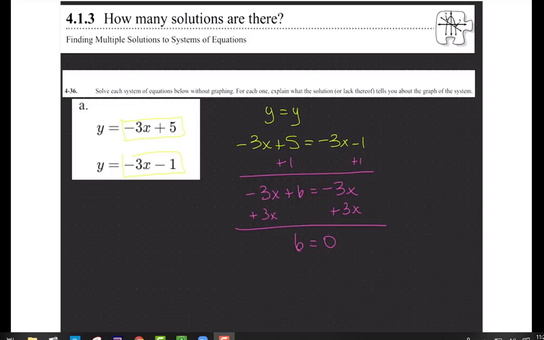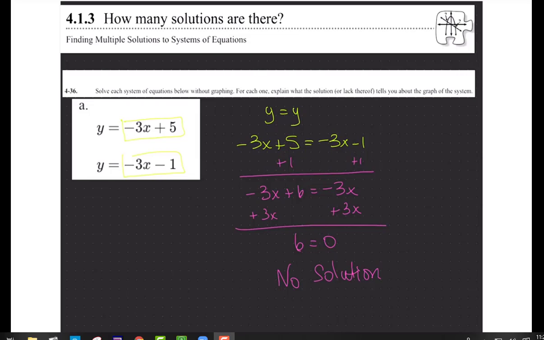What does that mean? No solution. Does 6 ever equal 0? No, so it makes absolutely no sense. Now granted, if I came up with a solution and I had 6 equals 6, does 6 equal 6? Yeah, it always equals 6. So it'd be all real numbers. So ultimately what that's telling you is they gave you the exact same line and those two lines are right on top of each other. So if you get 6 equals 6. So this one would be no solution, because we know that 6 does not equal 0.